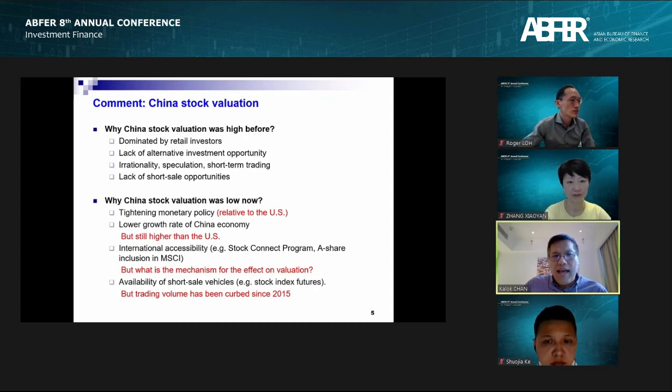Third is that they're becoming more internationally accessible. We have this Stock Connect program connecting the A-share market to Hong Kong. We have also the A-share inclusion in MSCI. We have also this QFI.